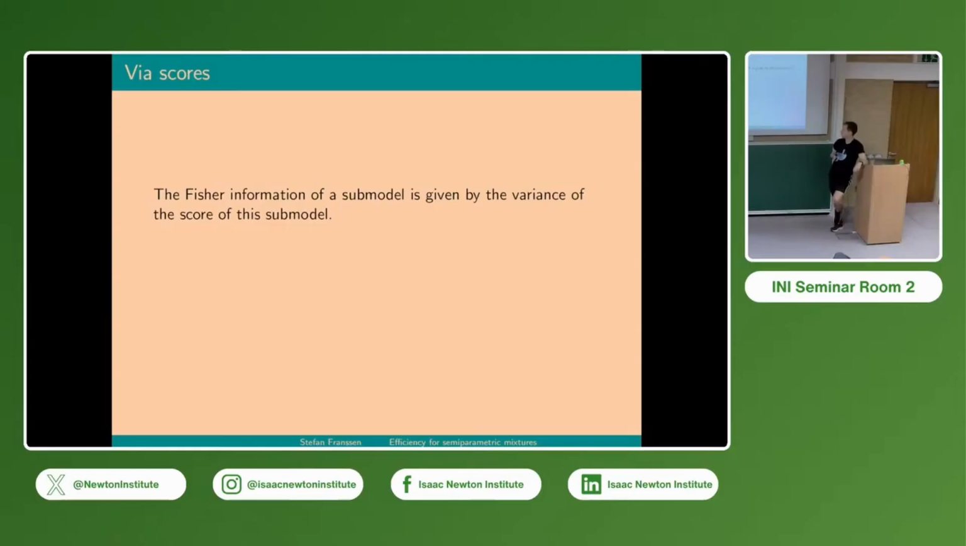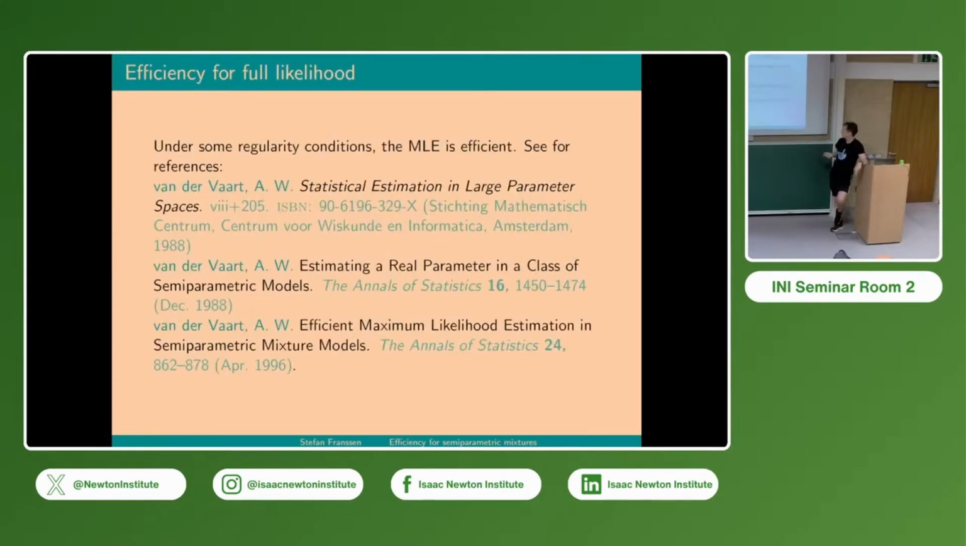The Fisher information of a submodel is given by the variance of the score of this submodel. The score is the gradient of the log likelihood. The efficient score is the score of a least favorable submodel. We've said that before. Then you can wonder, what can we do? For the maximum likelihood estimator, we sort of have hopes. We have seen that it's consistent. In parametric models, if the maximum likelihood estimator is consistent, then it's immediately efficient. So you can hope more or less the same thing for the non-parametric maximum likelihood estimator.